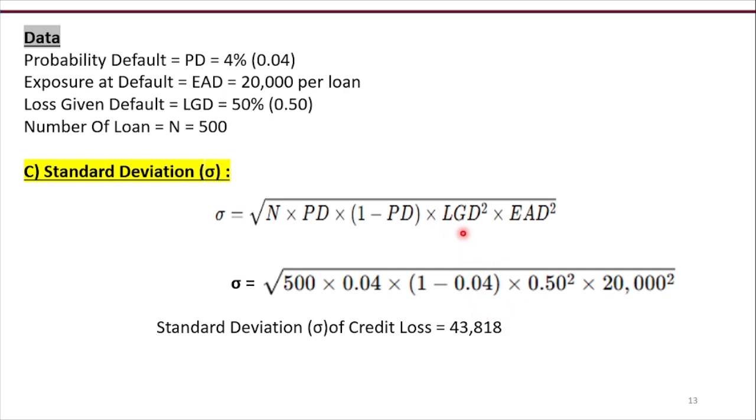Now multiply by LGD, which is 0.50. We're going to take the square root of this first. Then EAD, the exposure at default, which is 20,000. We have to use the BODMAS rule: brackets, addition, subtraction. If you have a scientific calculator, you put all of this in the calculator, brackets and everything, and you directly get the answer of 43. The standard deviation of credit loss is 43,438.18.